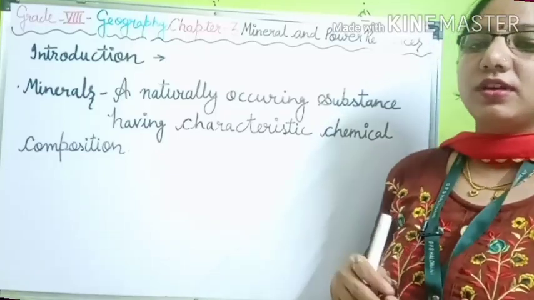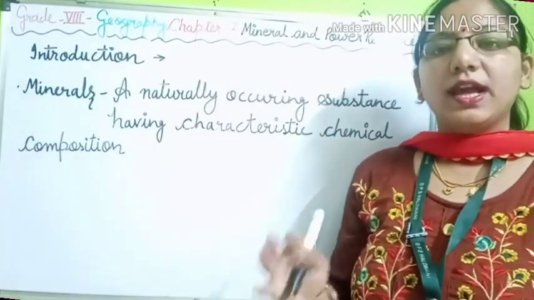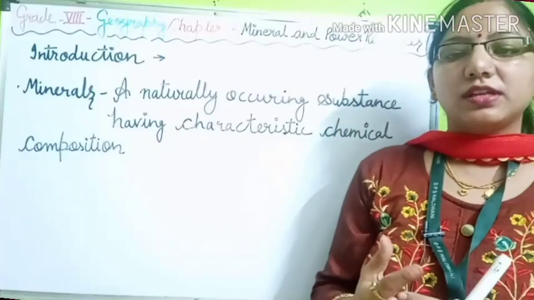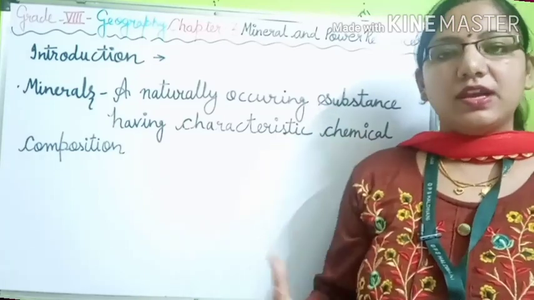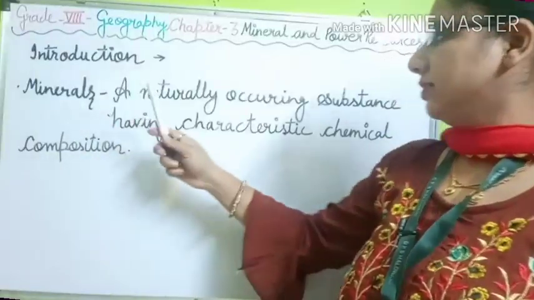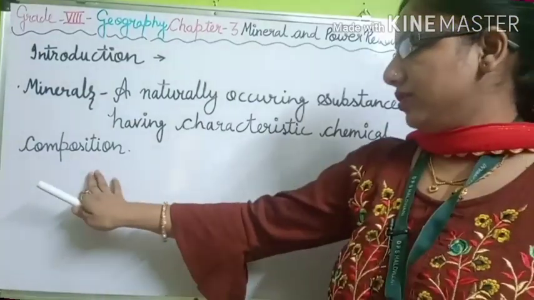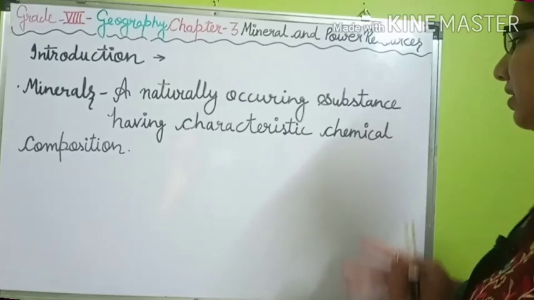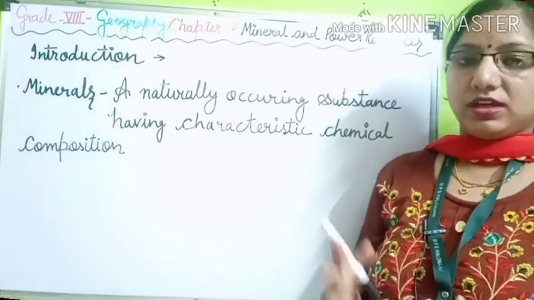A mineral is a naturally occurring substance with a chemical composition having one or more elements. Means minerals are formed by a natural process, in which the chemical composition can have one or more elements. So for the proper definition of what is a mineral, we can say minerals are a naturally occurring substance having characteristic chemical composition. That means minerals are formed naturally, and the chemical composition can have many characteristics, and the elements in it can be one or more.